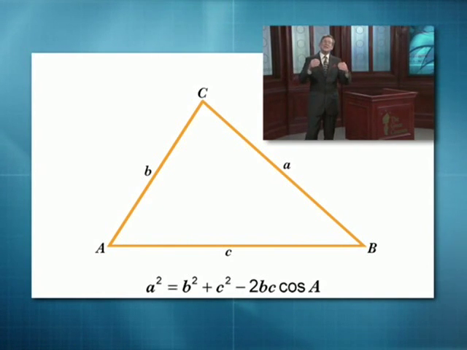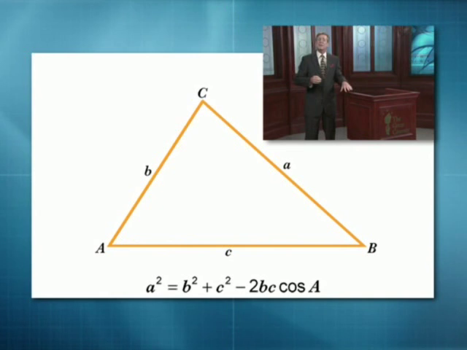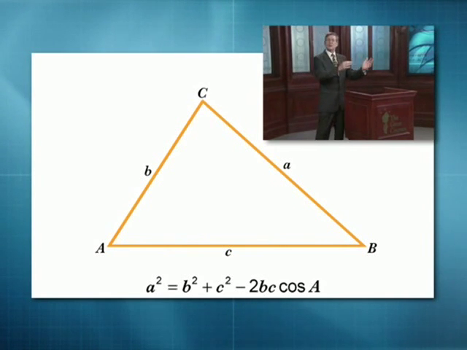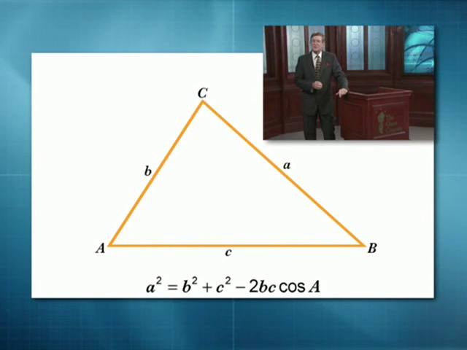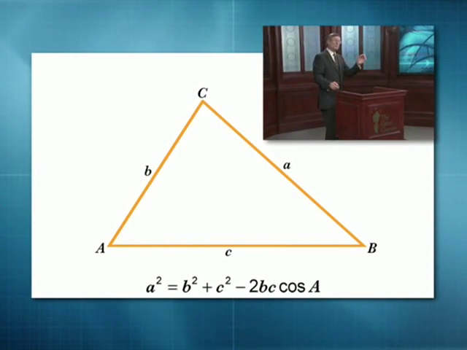So in many ways, this is a generalization of the Pythagorean theorem. It's the Pythagorean theorem applied to triangles that aren't right triangles. In fact, the proof of this theorem and the proof, again, of the law of sines both involve some kind of triangle manipulation based on the Pythagorean theorem.